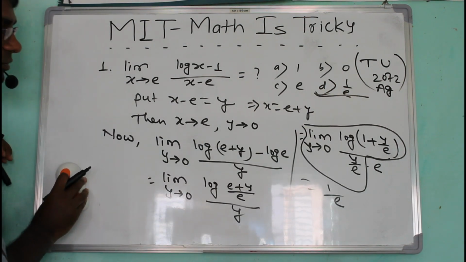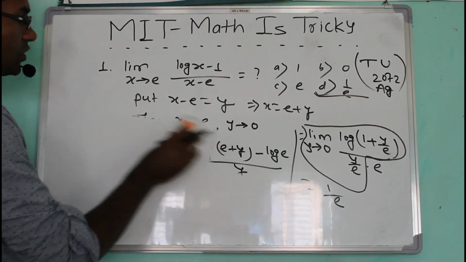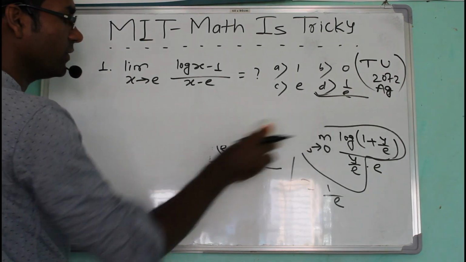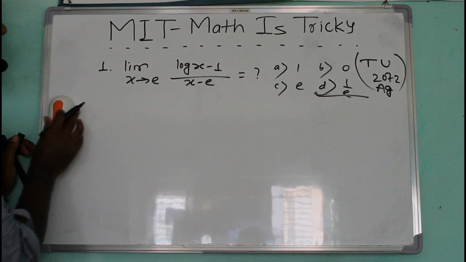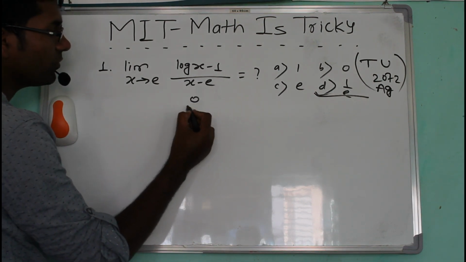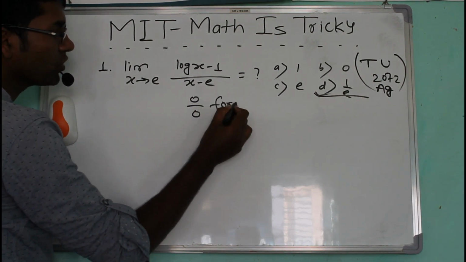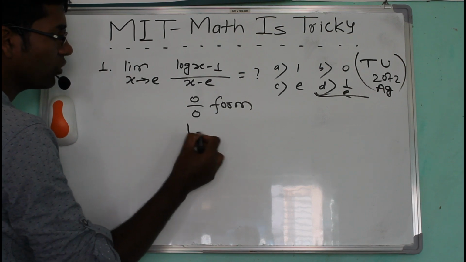So let's see the next method to solve the same problem. Same problem I'm solving by a different method, so the same answer you will get. It is in 0 by 0 form, so we can use L'Hospital rule.